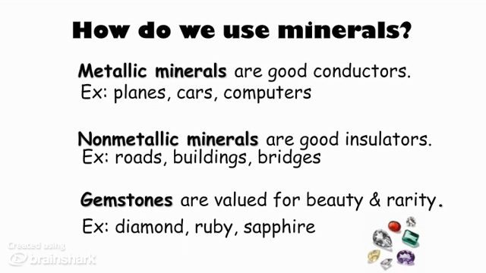And then lastly, how do we use minerals? Well, we use them really in our everyday life. We use minerals all around us. Some minerals that are metallic, not necessarily just shiny like we talked about earlier, but they have a metal quality to them, are good conductors of electricity. And so you would see those in planes and cars and different parts of your computer. And the opposite, of course, non-metallic minerals are good insulators, meaning they don't allow electricity to travel through them. So a lot of our roads are made from minerals that are non-metallic, buildings and bridges.